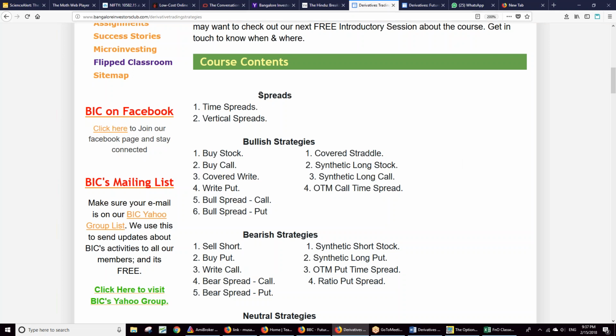So first of all, we'll start with spreads, right? So what is a spread, and what are the different types of spread, which is already mentioned here. When do you use spread? How do you use spreads? How do you build spreads, right?